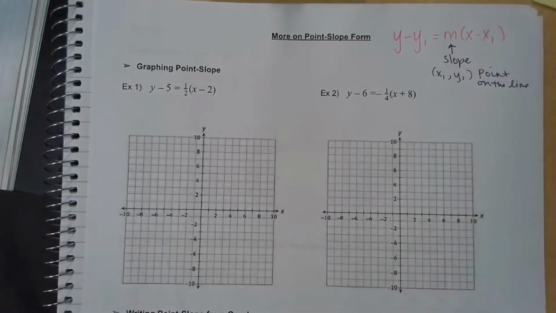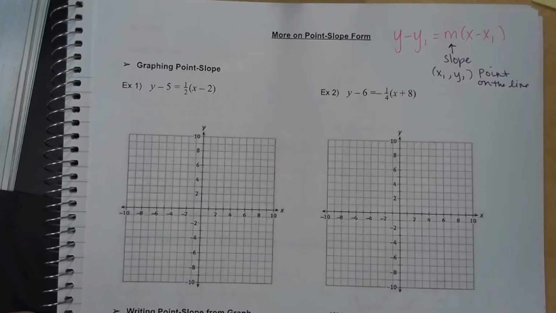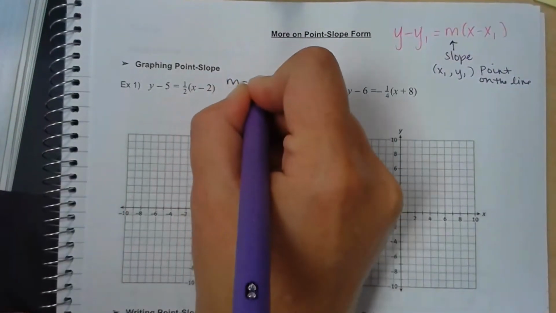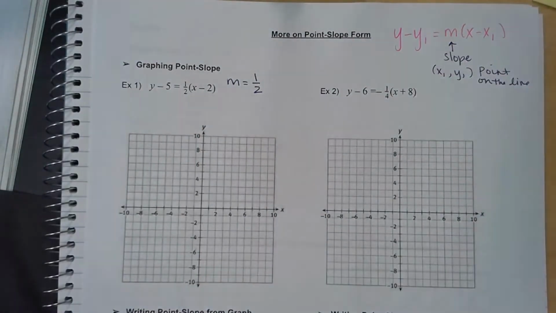Okay, so the first thing that we're going to do is kind of go backwards, actually. We're going to be given the equation of the line, and we're going to graph the line. So example number 1 says y minus 5 equals 1/2 times x minus 2. So we need to pull the information off of this equation. So we know a few things. We know, first of all, that our slope is 1/2, and then we need to find our point.